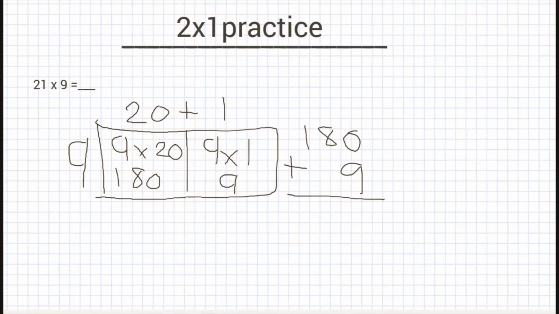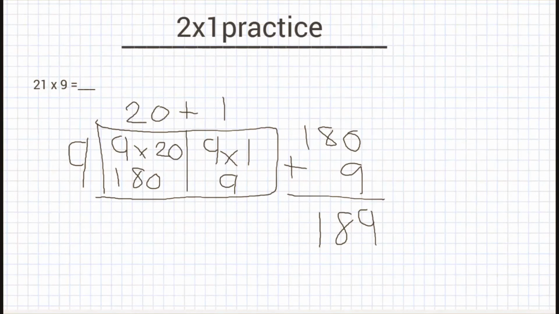Okay, so 0 plus 9 is just 9. And 8 plus nothing is 8. And 1 plus nothing is 1. And there you have your answer.